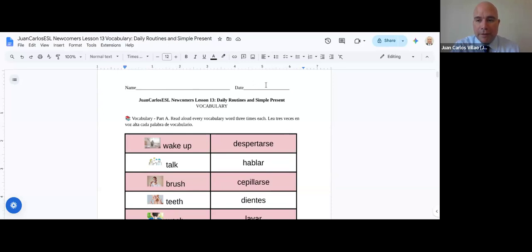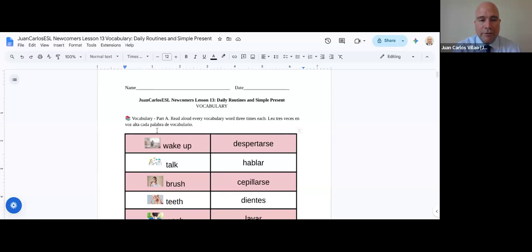También ponen la fecha en el día que están completando este ejercicio. So JuanCarlosESL, Newcomers, Lesson 13, Daily Routines and Simple Present. So vocabulary. So this will be part A. This is a two-part exercise. So part A, read aloud every vocabulary word 3 times each.